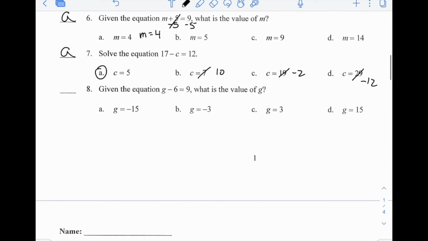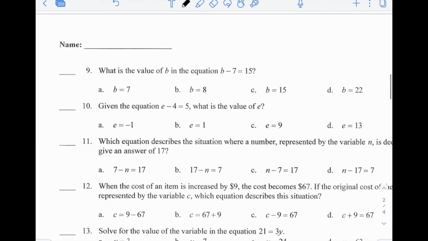Number 8. Given the equation g subtract 6 equals 9, what's the value of g? So again, one step. It's subtracting 6, so I do the opposite. I add 6. So g equals 9 plus 6, which is 15. So that would be D.